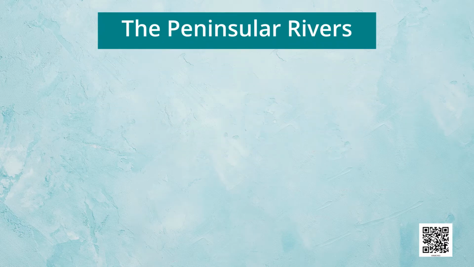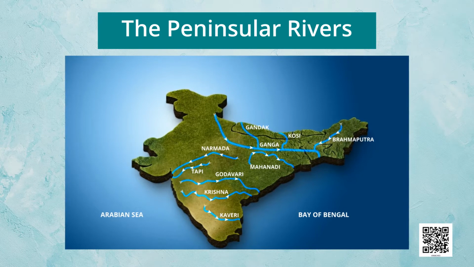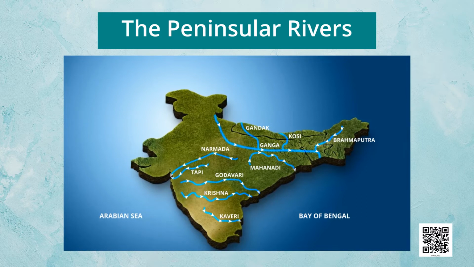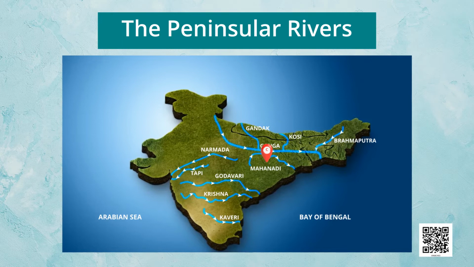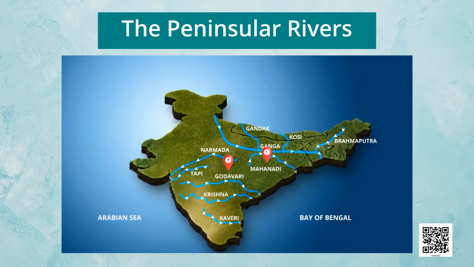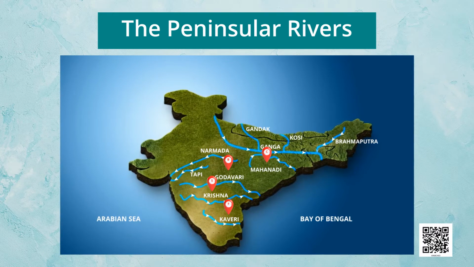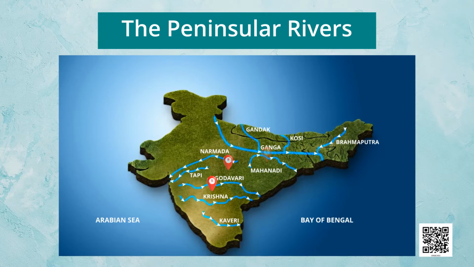From here, we move to the peninsular rivers. The main water divide in peninsular India is formed by the Western Ghats, which run from north to south close to the western coast. Most of the major rivers of the peninsula, such as the Mahanadi, Godavari, Krishna and Kaveri, flow eastwards and drain into the Bay of Bengal. These rivers make deltas at their mouths.